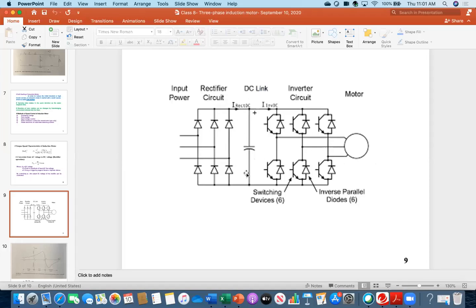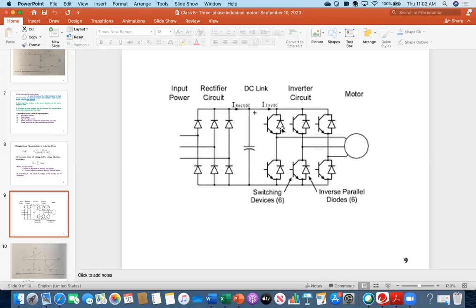But until now, this is DC. So again, you have to convert back into AC. That's why this circuit is called the inverter circuit. Therefore, there are switching devices. These could be IGBT, insulated gate bipolar transistor, or GTO, gate turn-off thyristor. I believe you have learned this in your electronics course.